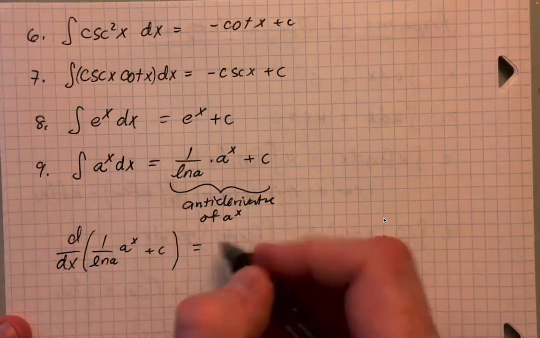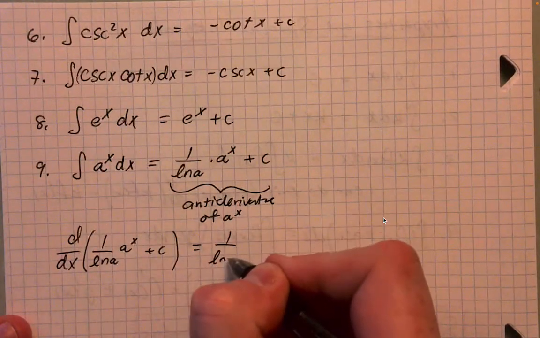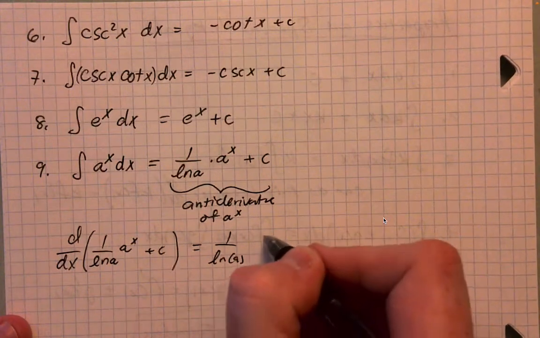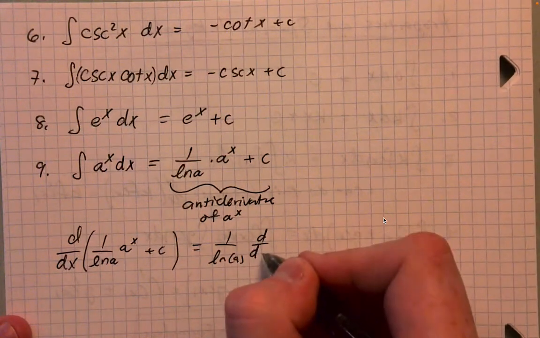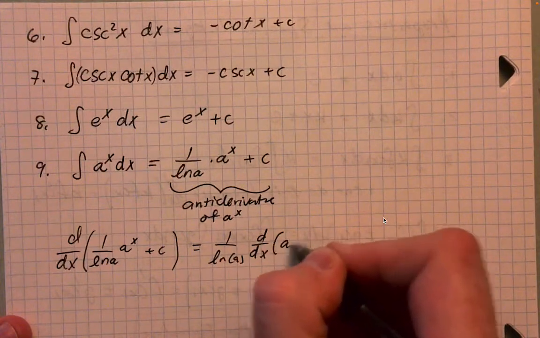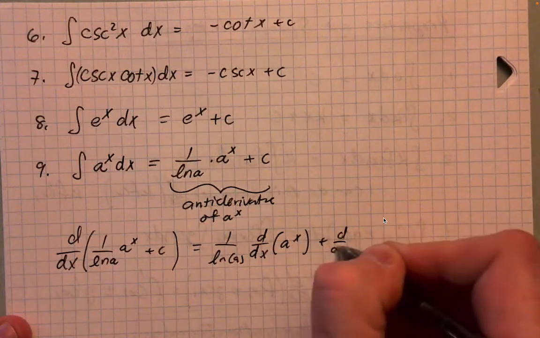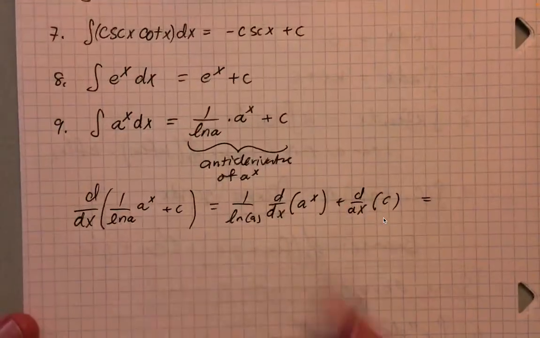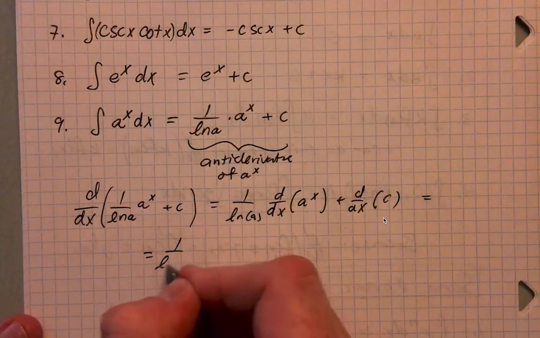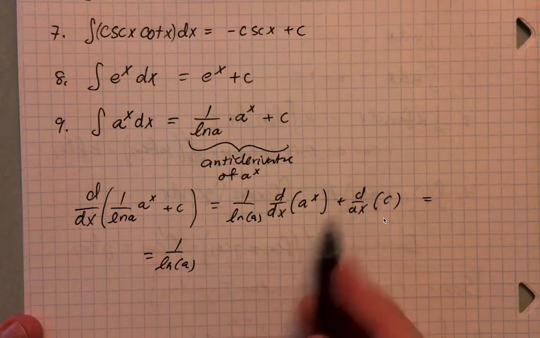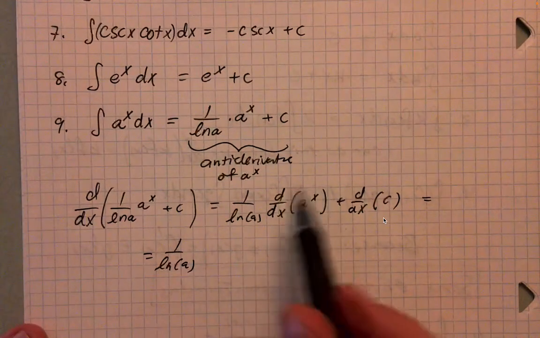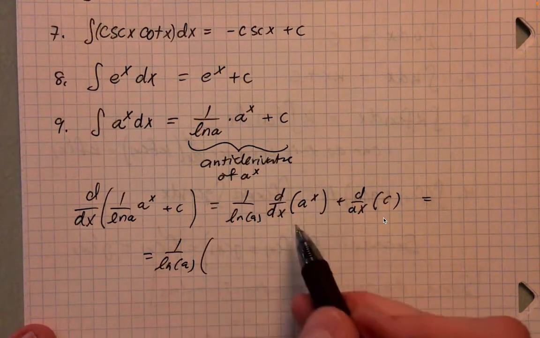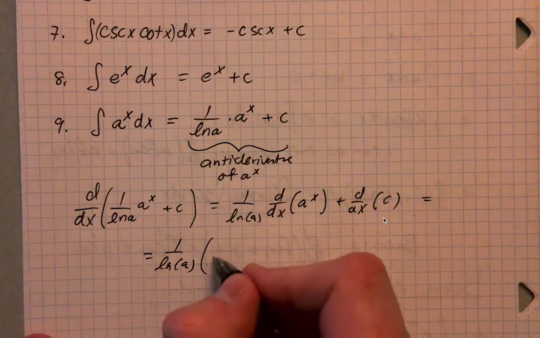But how can we see that? Well, let's pull out the 1 over ln a and differentiate. What's the derivative of a to the x? This is possibly one that slipped your mind because it doesn't get used a ton in Calculus 1. But the derivative of a to the x is natural log of a times a to the x.